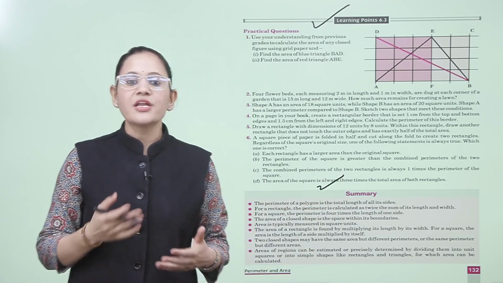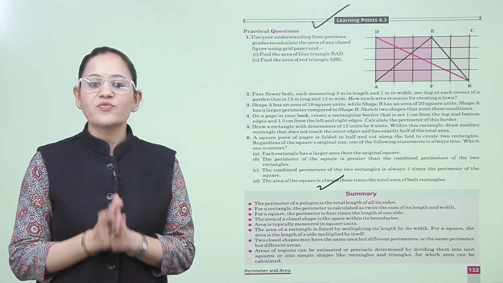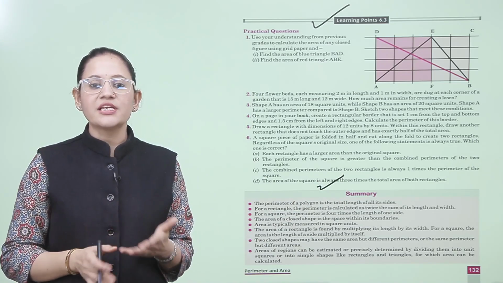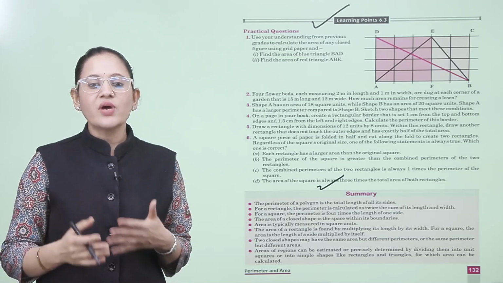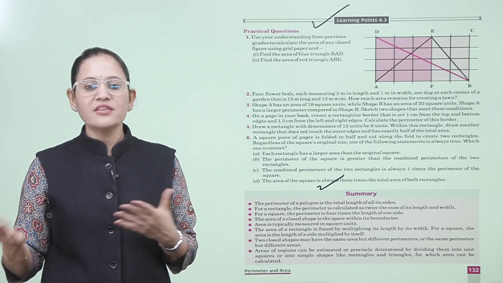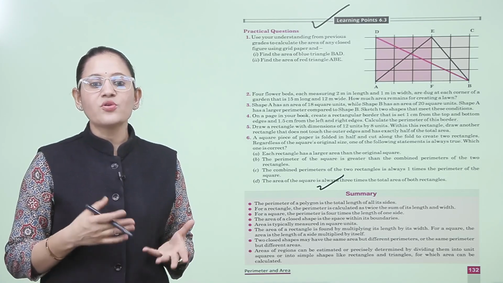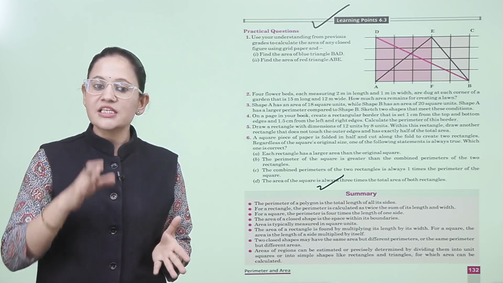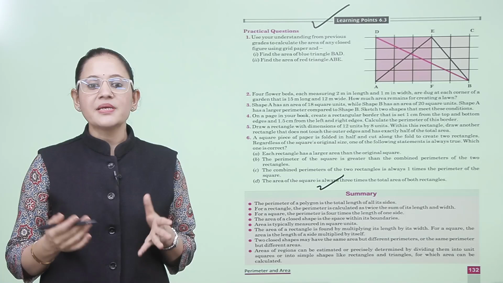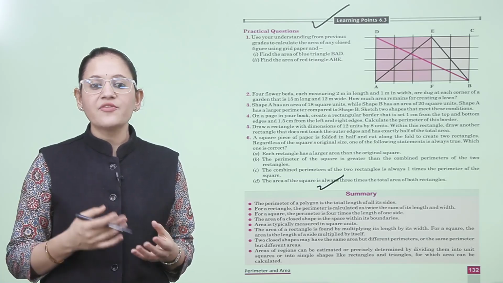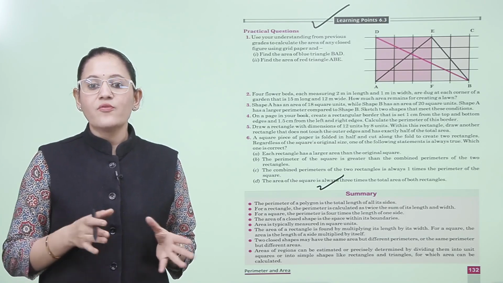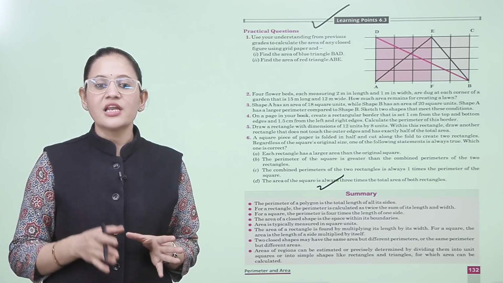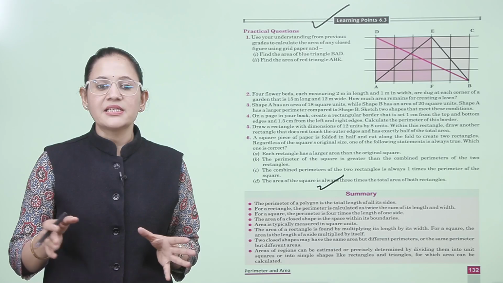The perimeter of a polygon is the total length of all sides. For a rectangle, the perimeter is calculated as twice the sum of length and breadth. For a square, the perimeter is 4 times the length of one side. The area of a closed shape is the region within its boundary. Area is typically measured in square units. The area of a rectangle is found by multiplying its length by its width. For a square, the area is the length of the side multiplied by itself.